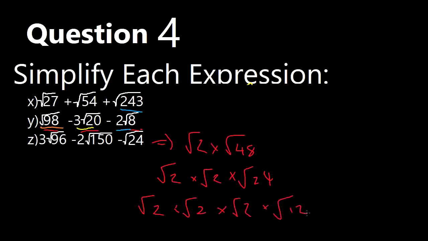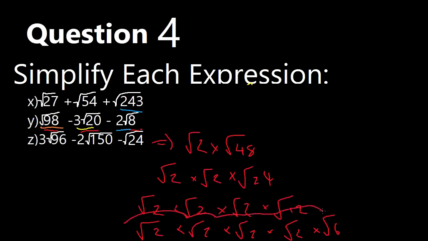And this root 12 still isn't done. So as you can see, it's probably been easier for me to take out a 16, but I'm going to keep going. So I then would have a root 2 times root 2 times root 2 times root 2 times root 6. Okay, now I know I could take out another 2 here, but because it would give me an odd number of surds and that wouldn't be very good, I'm just going to leave it like this.